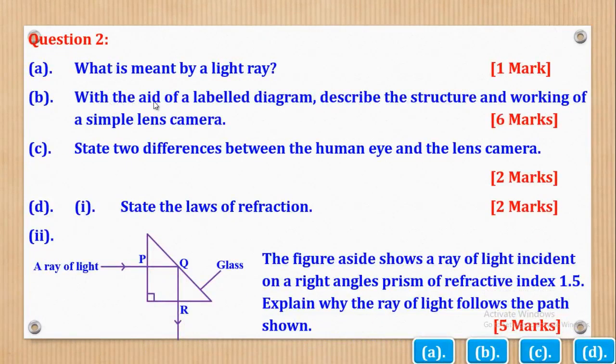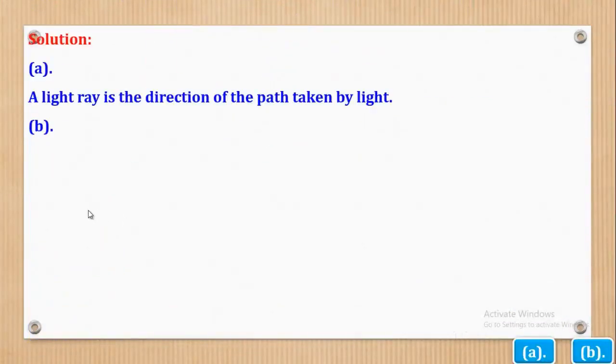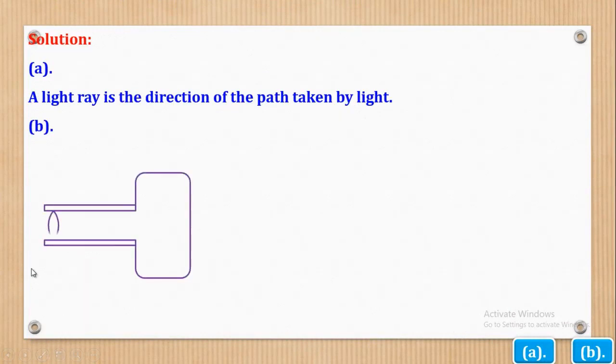Part B says that with the aid of a labeled diagram, describe the structure and working of a simple lens camera. So they said with the aid of a diagram, so let's first draw a diagram of a simple lens camera.